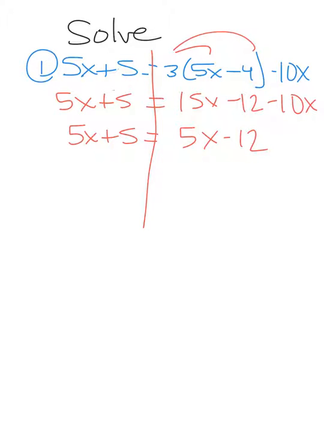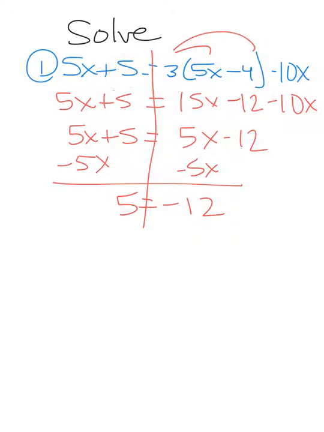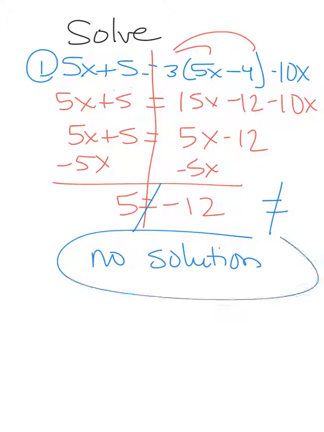Now I'm going to bring my variable to one side. So I have negative 5x either side, and I have 5 is equal to negative 12. Now we know this is not true, right? That symbol, an equal sign with a line through it, means not true. So 5 does not equal negative 12. So this is a special type of equation, and what that means is there is no solution, because that's not a true statement. It means no matter what number I put in for the variable x, I'm not going to get a true statement. So my final answer in that case is that there is no solution.